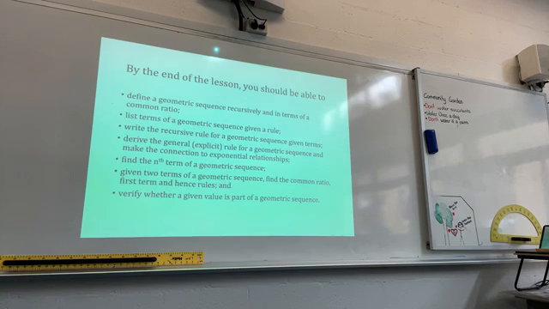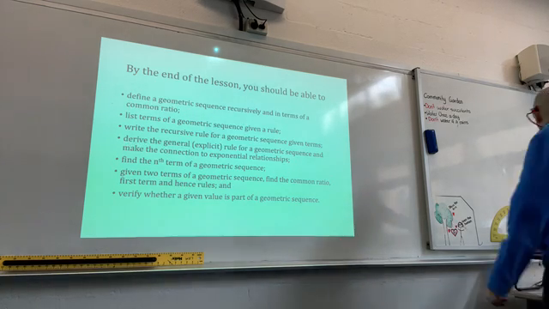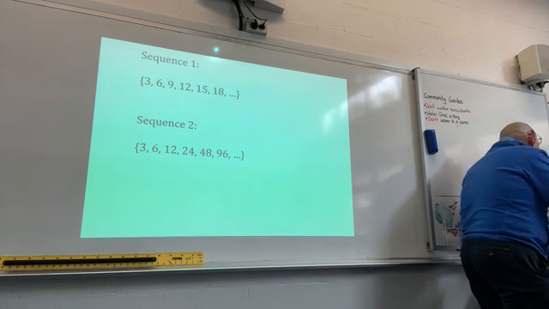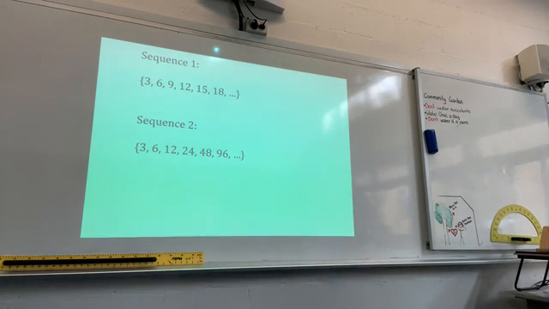Find the nth term of a geometric sequence. Given two terms of a geometric sequence, find the common ratio, first term and hence the rules, and verify whether a given value is part of a geometric sequence. Now, let's start off by looking at these two sequences here, 1 and 2.